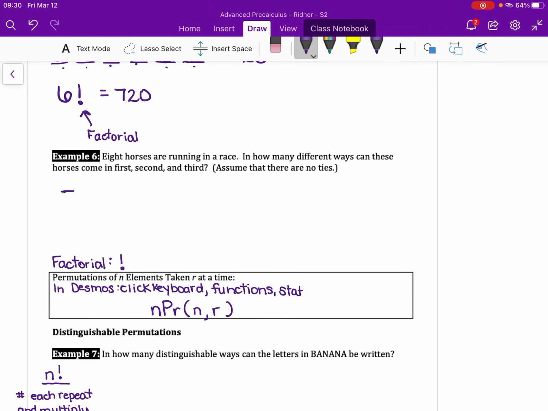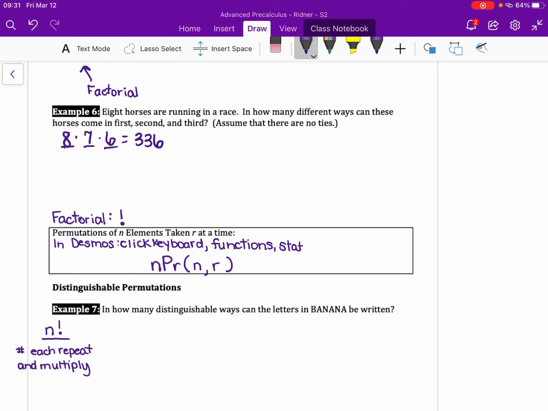Okay, horse race is the same way. But the difference here is we only have 3 positions. So of the 8 horses, 1 of them comes in first. Okay, so we have 8 to choose from that come in first. Then someone comes in first. We have 7 to choose from that could come in second, because whoever comes in first does not come in second. And then 6. So I multiply that together and I get 336 possibilities, assuming there's no ties, and also assuming that everybody has the same amount of chance of winning.